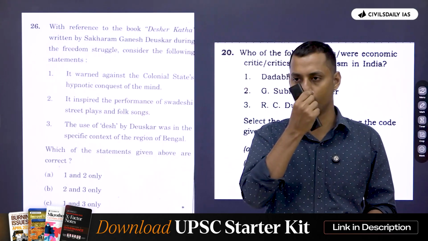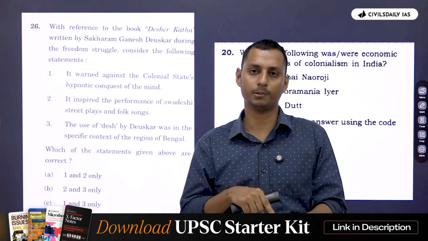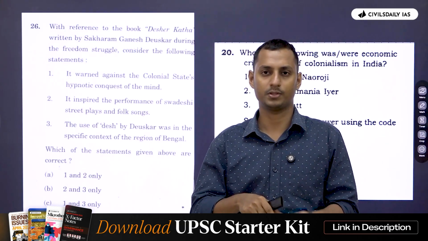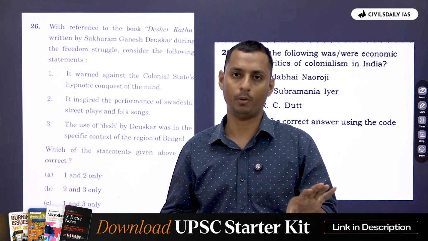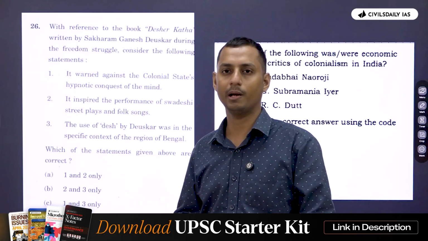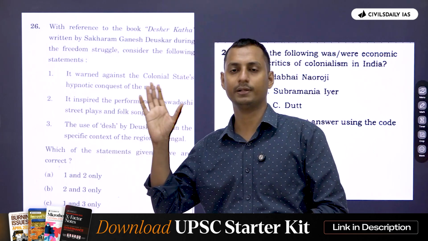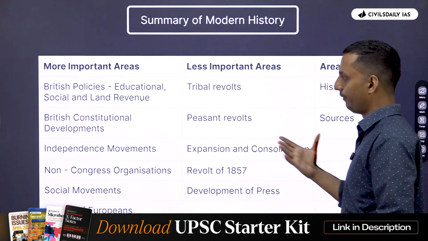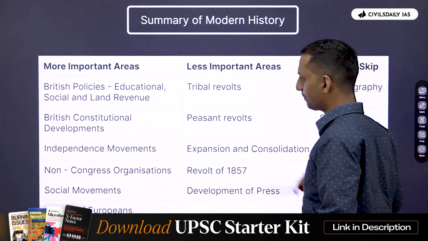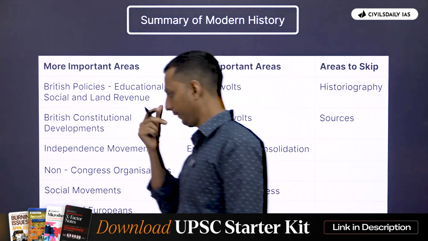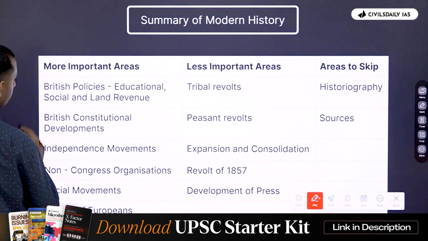Let's say Rash Behari Bose. If you know that he is from the other party, you know he is an extremist. So focus more on the organizations, the leaders and the founders, and you don't need to dive deeper into all the personalities out there. So when we conclude with respect to modern history, you understand what the most important areas are.